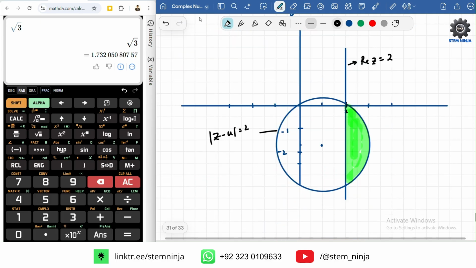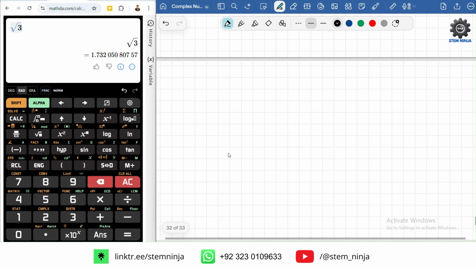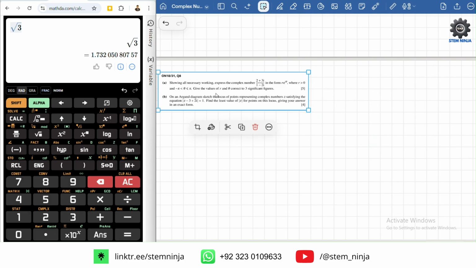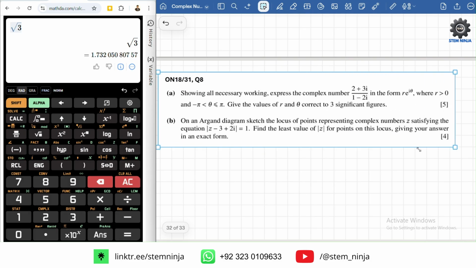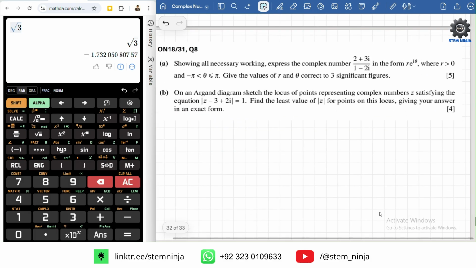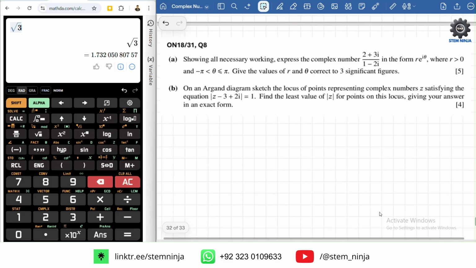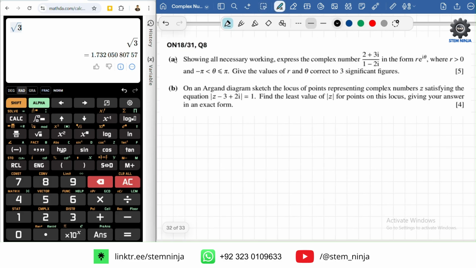Right? Okay. Alright. Now another variation of this is when, instead of argument, they're asking us about the mod z. Least value or greatest value of mod z. So we don't need the first part over here. The second part, look at it. Sketch the locus of the points representing complex number z satisfying this equation, and find the least value of mod z for the points on this locus. Okay, so this is also going to be fairly easy.